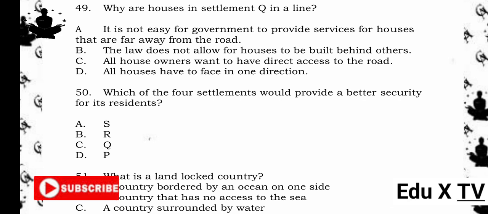49. Why are houses in settlement Q in a line? A. It is not easy for government to provide services for houses that are far away from the road. B. The law does not allow for houses to be built behind others.